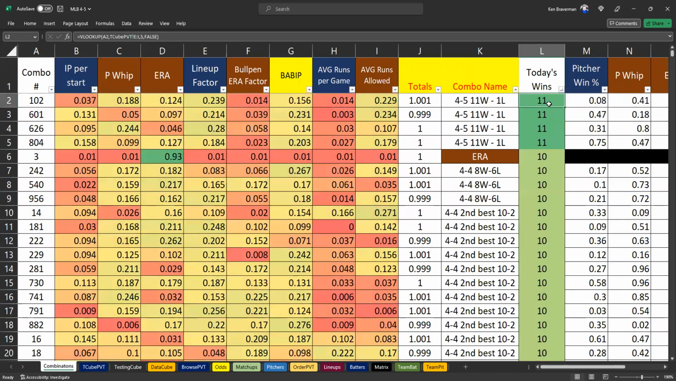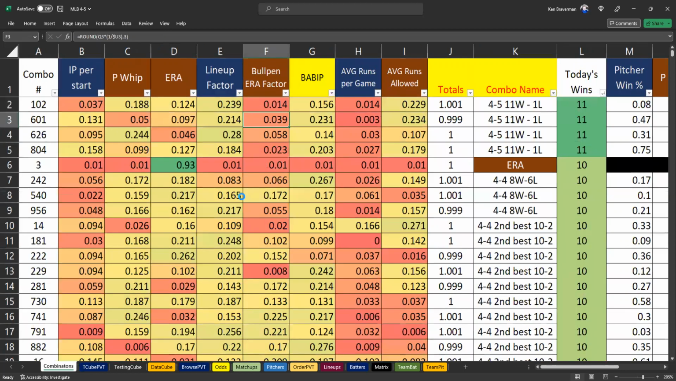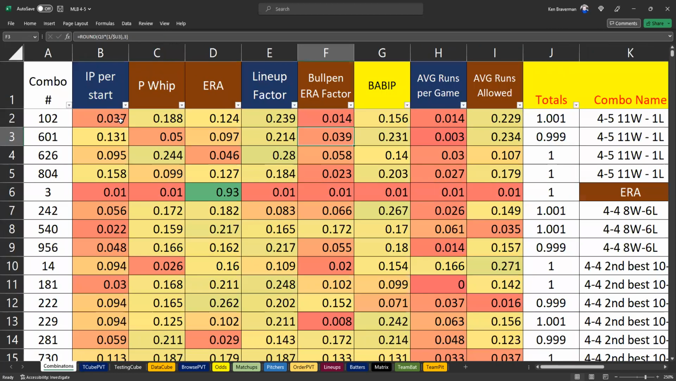And these 4 up here, what was up with these 4? Well, let's see. It looks like today it likes the lineup factor. It liked BABIP, that batter stat, and it liked average runs allowed. What did it not like? It didn't like average runs per game offense. It didn't like bullpen ERA factor.